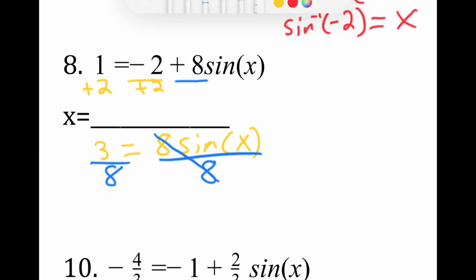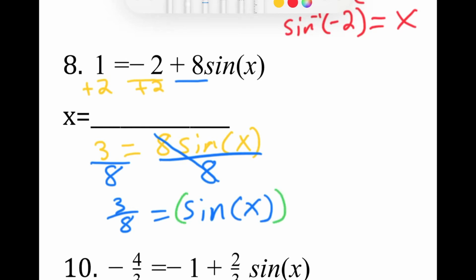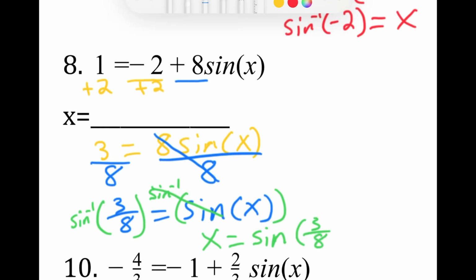8's cancel out. I'm left with, and you can keep it as a fraction, 3/8 equals sine of x. X by itself, so we have to take the inverse sine on both sides. Sines cancel out. Left with x equals inverse sine of 3/8.